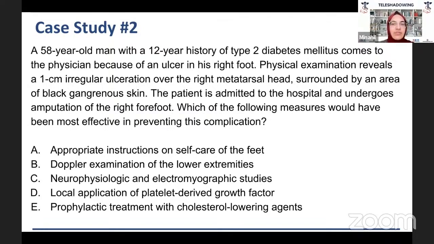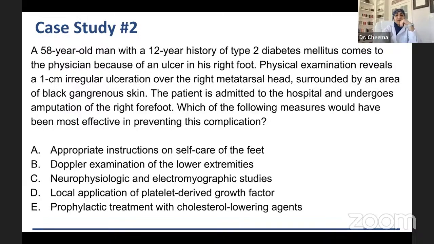A 58-year-old man with a 12-year history of type 2 diabetes mellitus comes to the physician because of an ulcer in his right foot. Physical exam reveals a 1 centimeter irregular ulceration over the right metatarsal head, surrounded by an area of black gangrenous skin. The patient is admitted to the hospital and undergoes amputation of the right forefoot. Which of the following measures would have been most effective in preventing this complication? A. Appropriate instructions on self-care of the feet. B. Doppler examination of the lower extremities. C. Neurophysiologic and electromyographic studies. D. Local application of platelet-derived growth factor. Or E. Prophylactic treatment with cholesterol-lowering agents.